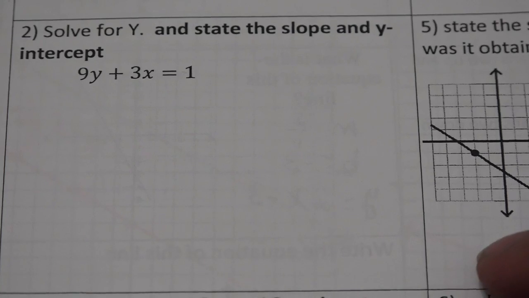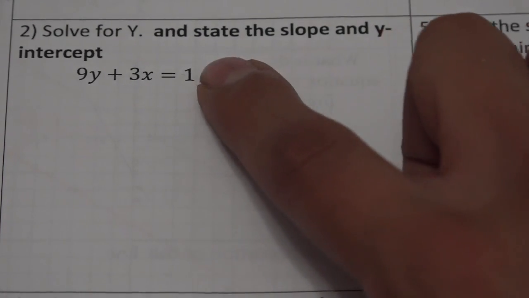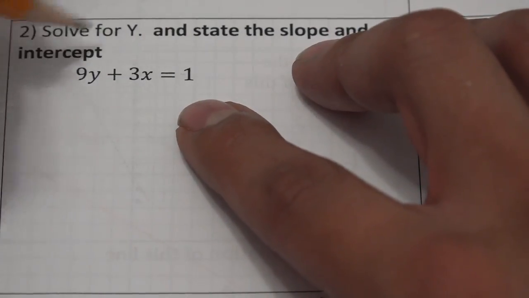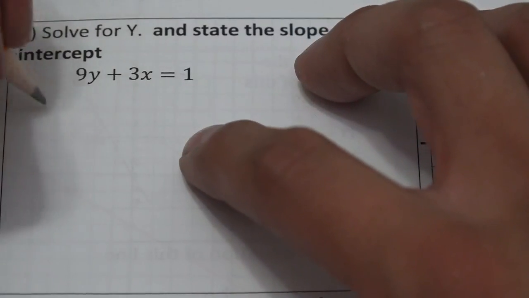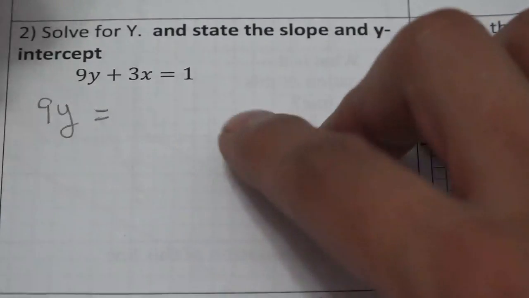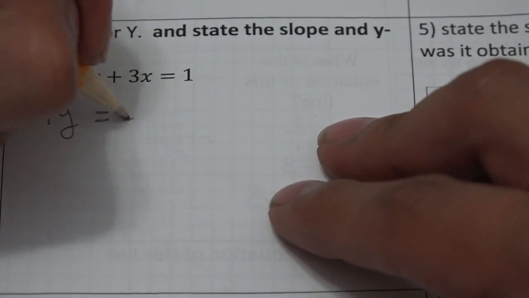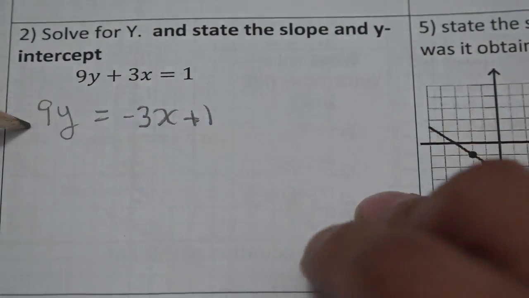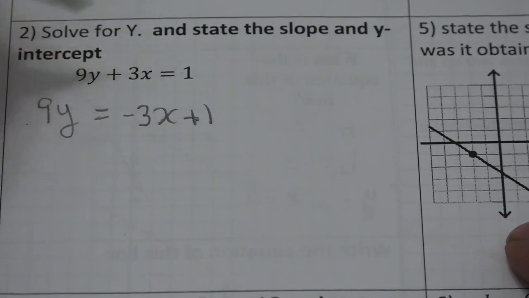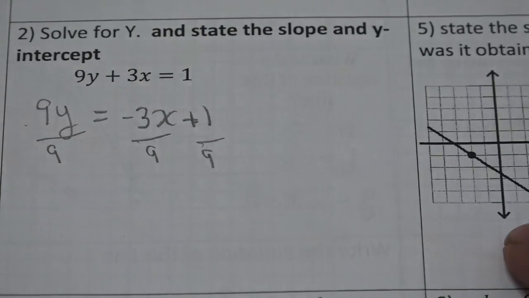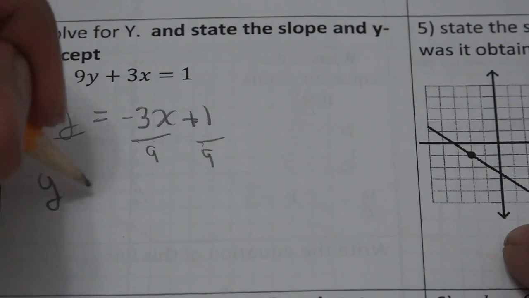Solve for y and state the slope and y-intercept. Sure. So to solve for y, get rid of the loose number, get rid of the x. So, boom, here, take it. All right, now give it back to me as soon as I tell you. Okay, give it back to me. So it's negative 3x plus 1. And now I'm going to divide by 9. In this case, I know it's not going to be perfect, so I will go ahead and just divide by 9. Okay, so 9 divided by 9, you already know.